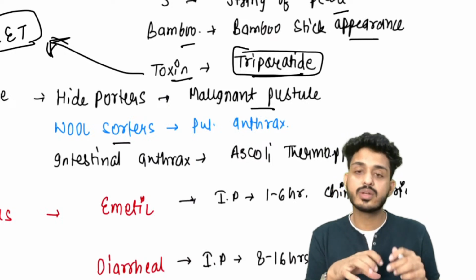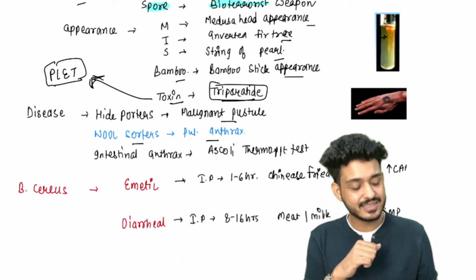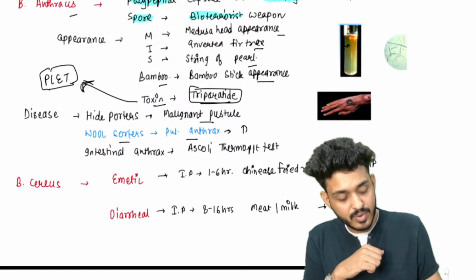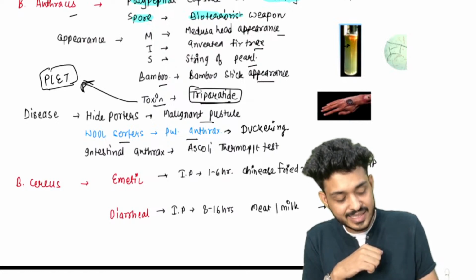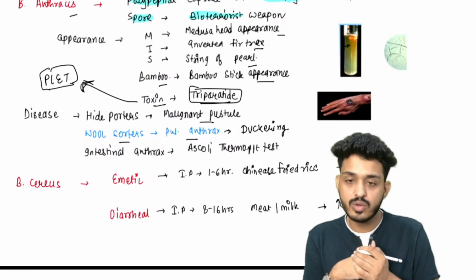Second one, wool sorters: the people who sort wool get pulmonary anthrax. And there is one thing that you can do, that is known as, what can you people do, you can add formalin. Okay, we can give formalin to kill those spores, and this is known as duckering, to prevent wool sorters' disease.